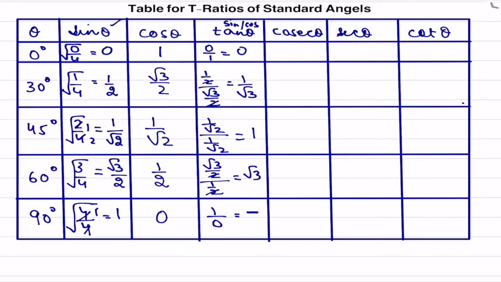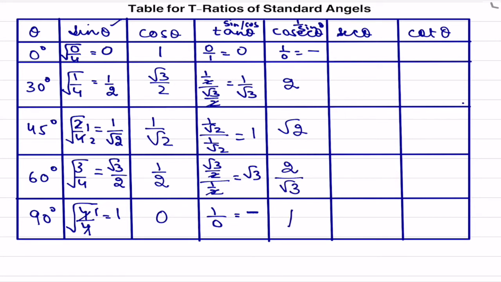Now see, the rest of the values we will find out with the help of this. Cosecant is the reciprocal of sine, means 1 by sine. So the reciprocal of 0 is infinity and the reciprocal of infinity is 0. 0 upon 1, when we take the reciprocal of this value, it becomes 1 by 0, that is infinity, dash. The reciprocal of 1 by 2 is 2. The reciprocal of 1 by root 2 is root 2. The reciprocal of root 3 upon 2 is 2 upon root 3. And the reciprocal of 1 is 1.